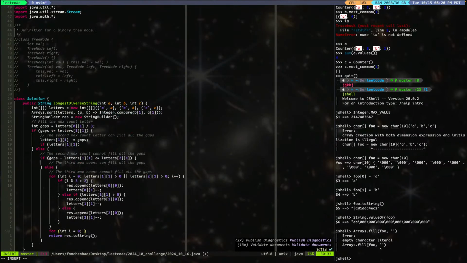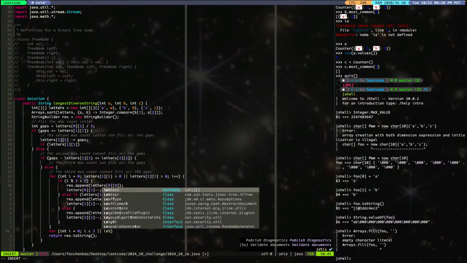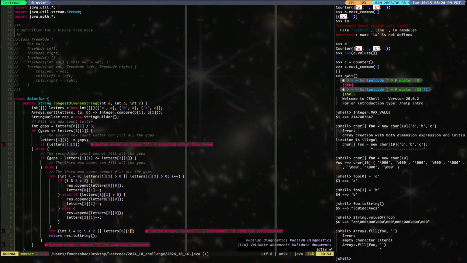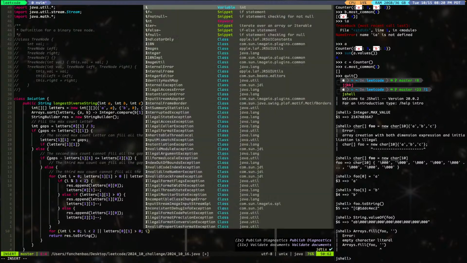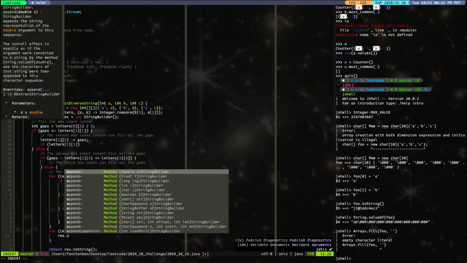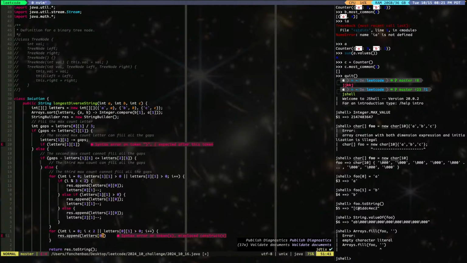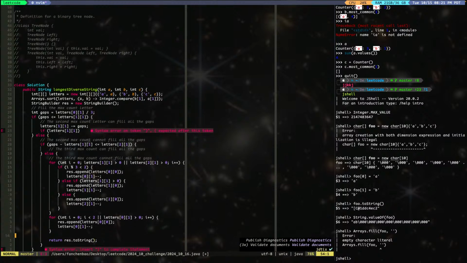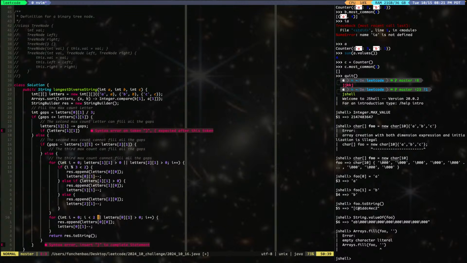I = 0, I smaller than 2, or letters 0, 1 is larger than 0, I plus plus, and we'll do rest dot append letters 0, 0, and letters 0, 1 minus. So this guarantees we'll get at most 2, right? At most 2, or whenever it extends. Okay, so that's the third situation done.